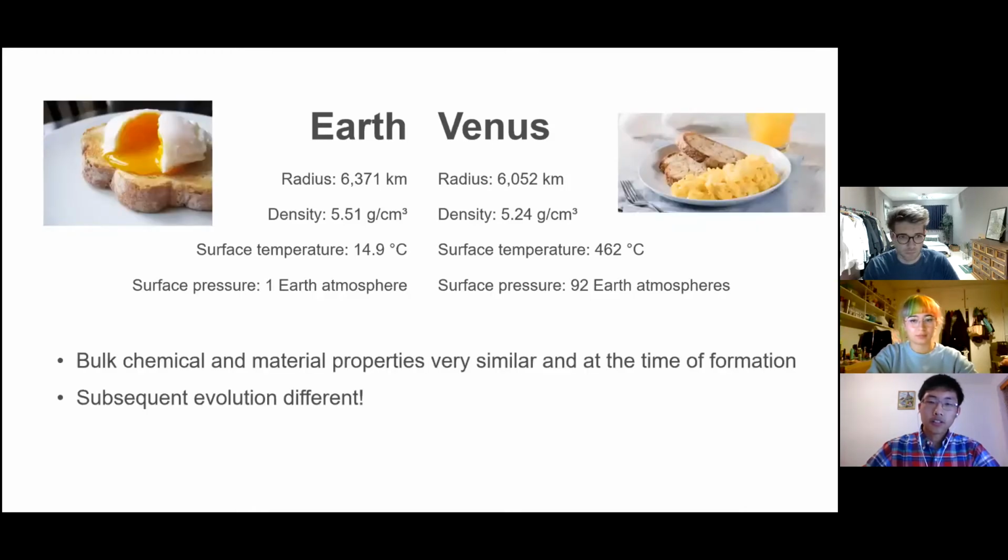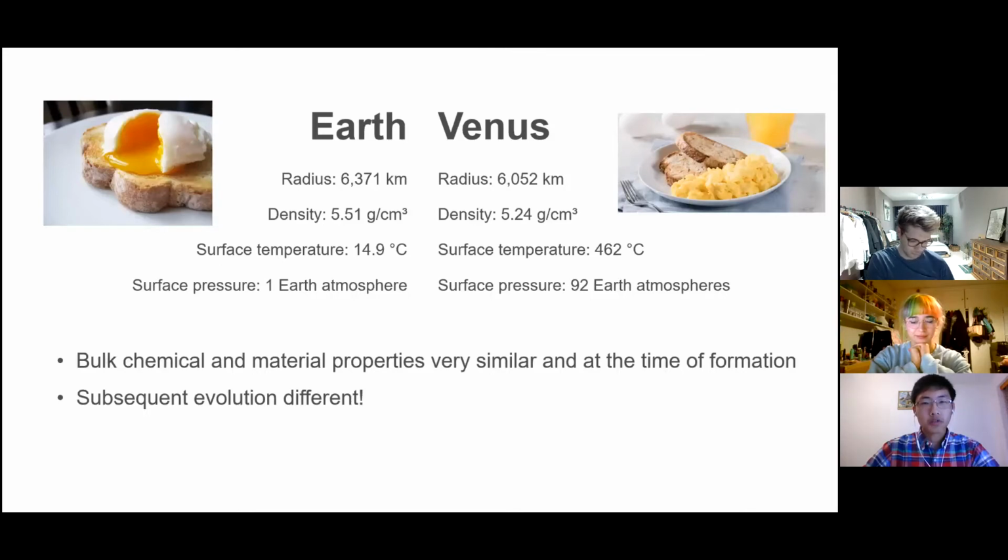And it's almost analogous to eggs. If we have two eggs with the same mass and the same chemical composition, you can apply subsequent processes to them to make two very different end products. So in this case, a poached egg and a scrambled egg.